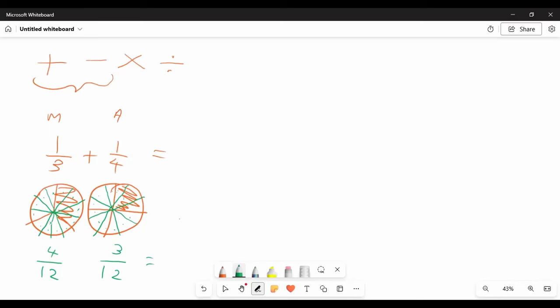Now, can you tell me who has given me more here? This time, Malik has given me more. Is that clear now? Now, altogether, how much do I have? I have 7 pieces out of 12. Understood the reason? Everyone, all okay? Any questions, any doubts here? And this is the reason behind making the denominators the same.